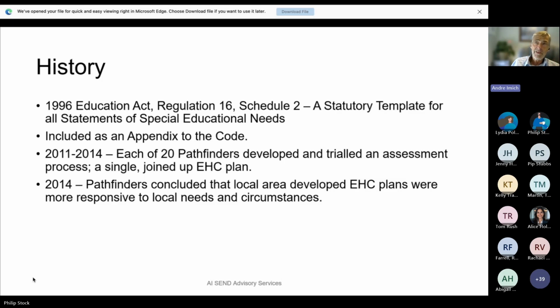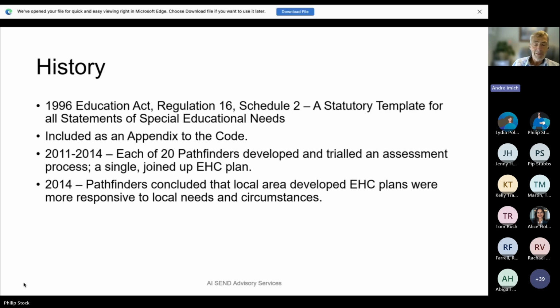It was by and large the work of the Pathfinders who felt that being able to develop their own local templates in co-production with parent representatives, etc., was a more responsive and appropriate way to reflect the way that they worked locally. So that's the way the Children and Families Act ended up, without a single template, just general regulations which could be translated as local authorities judged appropriate for their templates.